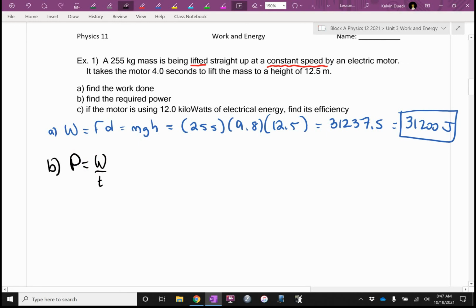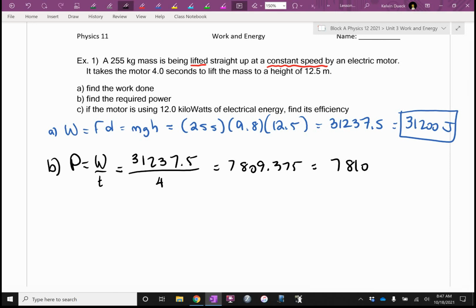Do I know the work? Just calculated it. Did they give me a time? Okay, then we'll use this one. By the way, I would have no problem going straight to part B without asking part A. Is that all right? It's going to be 31237.5 divided by 4. Answer button divided by 4. And now I get 7809.375. And I'll write that as 7,810.